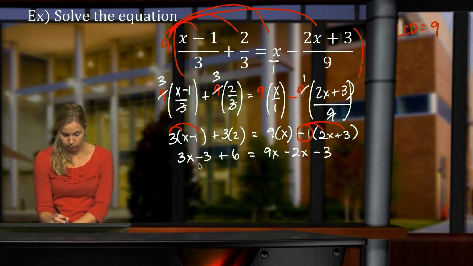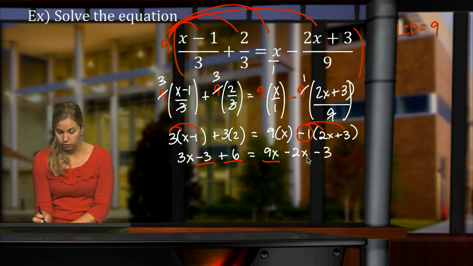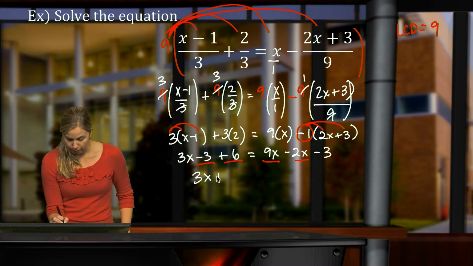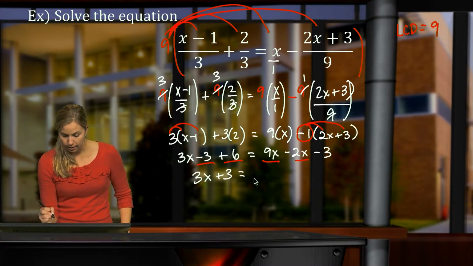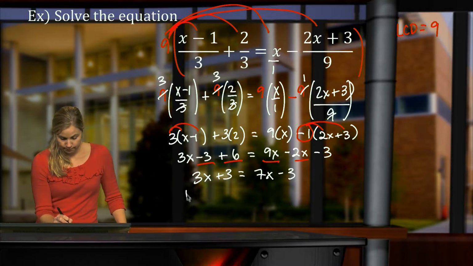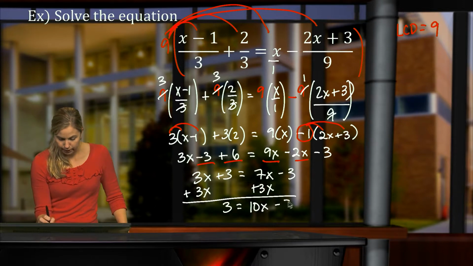Combining like terms on the left, we've got 2 constants. On the right, we've got 2 x terms. So we have 3x plus 3 on the left-hand side and 7x minus 3 on the right-hand side. We add 3x to both sides. 3 is equal to 10x minus 3.